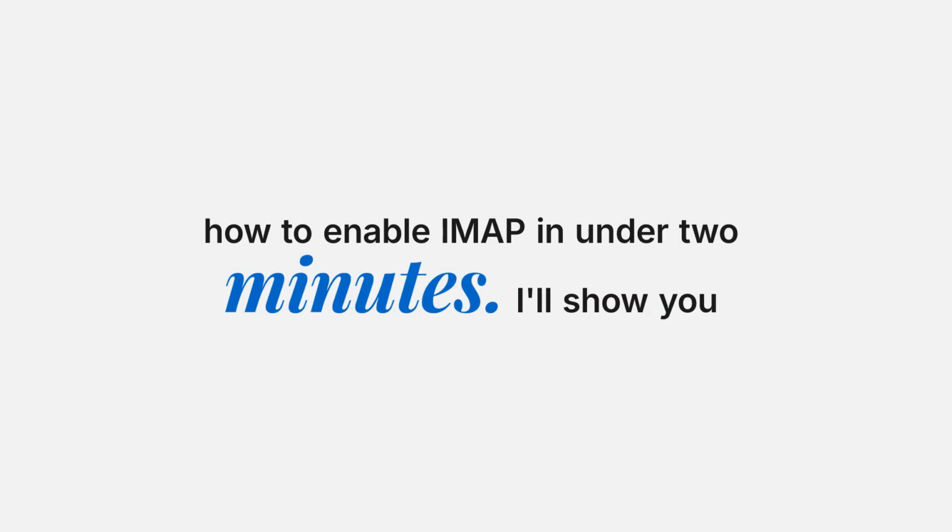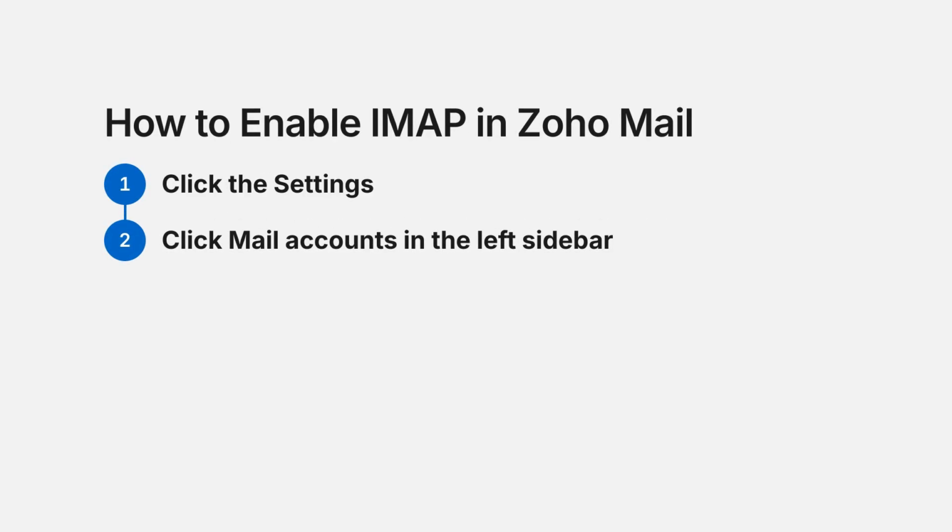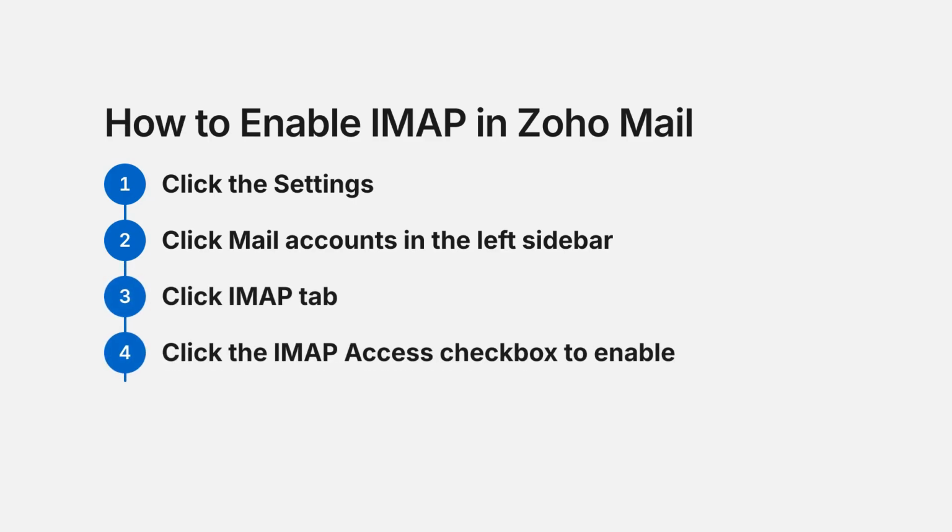Can't get Zoho Mail to work in Outlook or your phone's email app? Learn how to enable IMAP in under 2 minutes. I'll show you exactly where to find the settings and which checkbox to toggle. Just follow these 5 simple steps.